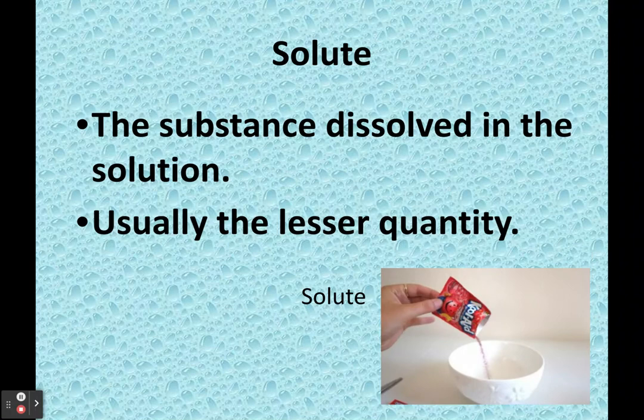A solute is the substance that goes into the solution and gets dissolved. Usually, this is the one of your substances that you have the lesser quantity of. So here, the Kool-Aid is the solute.